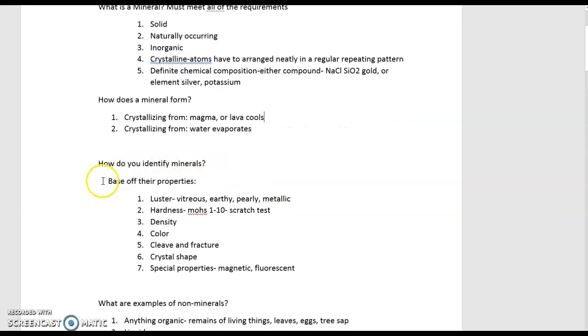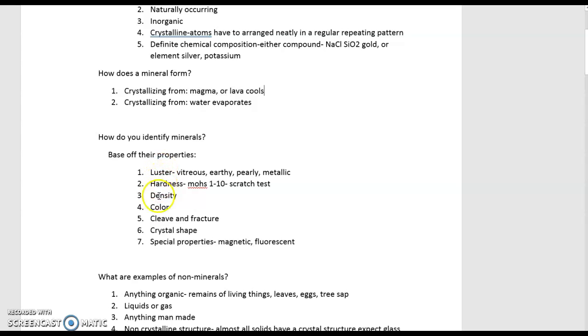How do you identify minerals? Based off their properties. These characteristics are only unique to minerals. We would not describe rocks as having luster, hardness. So some of these will overlap. So yes, we can describe color of rock, but some of these are unique to only minerals. So luster is only unique to minerals.